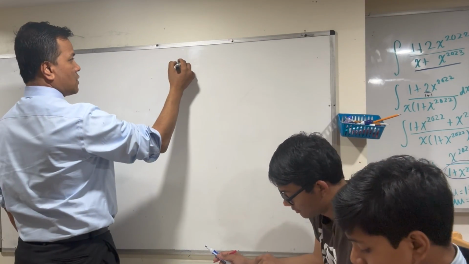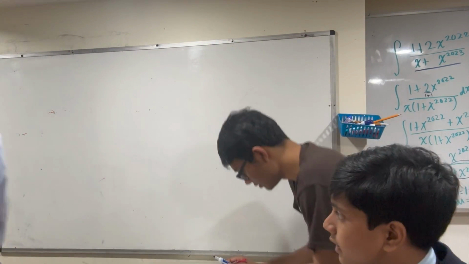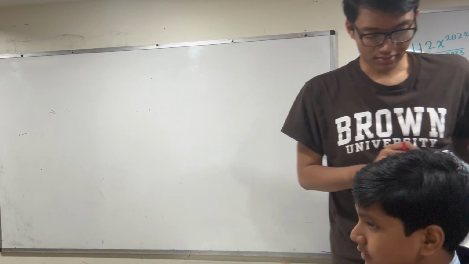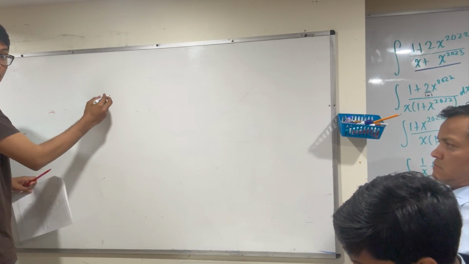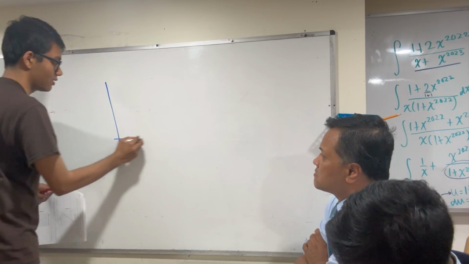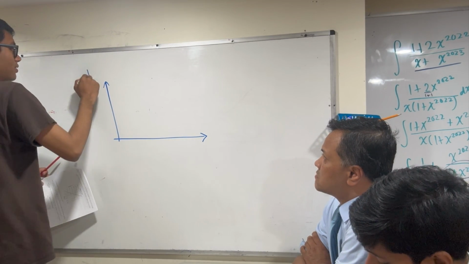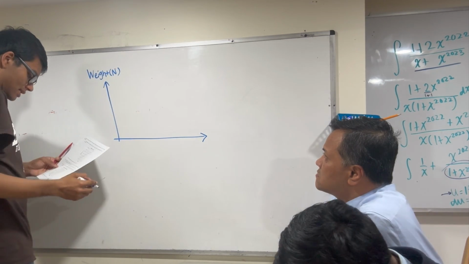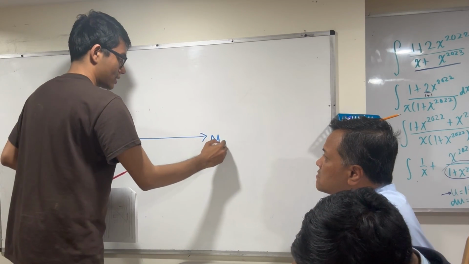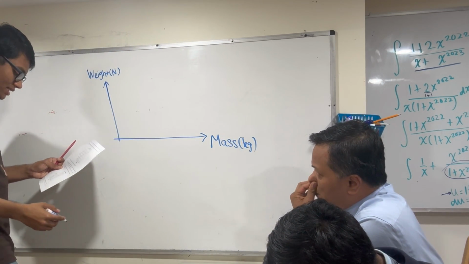All right. So weight and mass. You want to do it? Go ahead. Okay, let's go really fast. Okay, so we have a plot of weight versus mass. Weight is on the y-axis in units of newtons, and mass is on the x-axis in units of kilograms. And we have to find the acceleration.